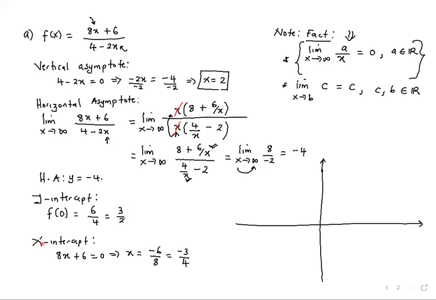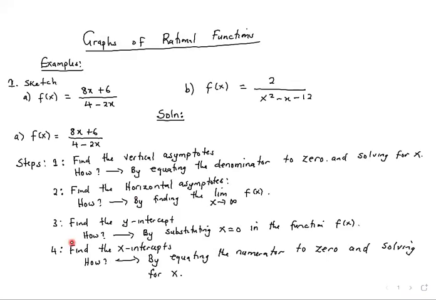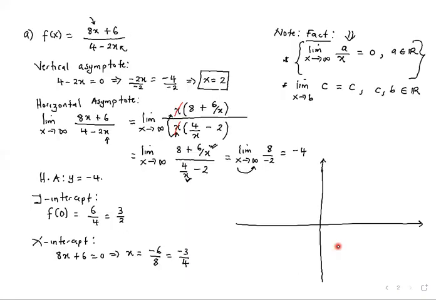The x-intercept, remember the note here was saying, you equate the numerator to 0. So the numerator is 8x plus 6. We equate it to 0 and then solve for x. So if you take this other side and divide by 8, we get -3/4. Then now we plot what we have.